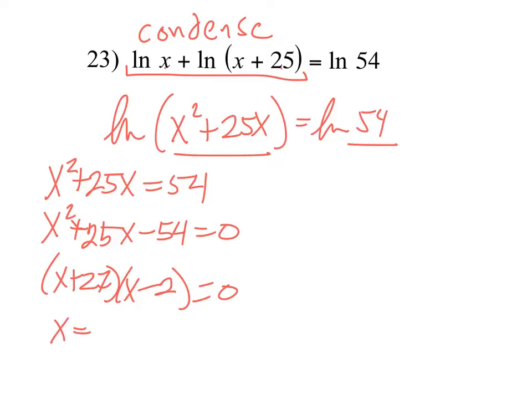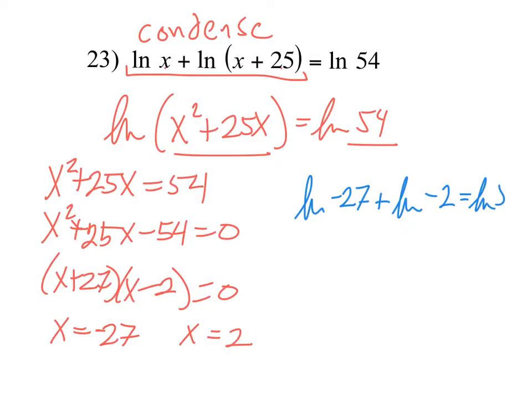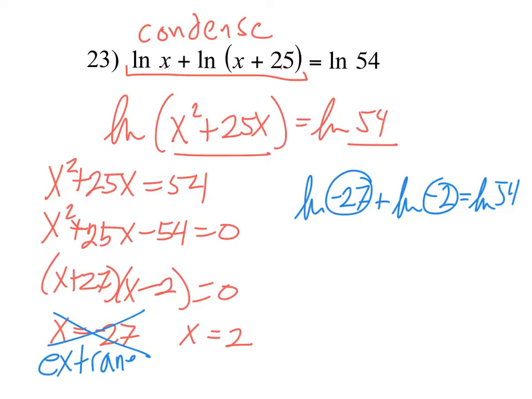Which means that x is equal to 27 and negative 27, and x is equal to 2. When I plug these values in, the natural log of negative 27 plus the natural log of negative 2 is equal to the natural log of 54. Here's the issue. You cannot take the log of a negative number. That means that this solution is called extraneous. It doesn't work when you try to plug it back in.